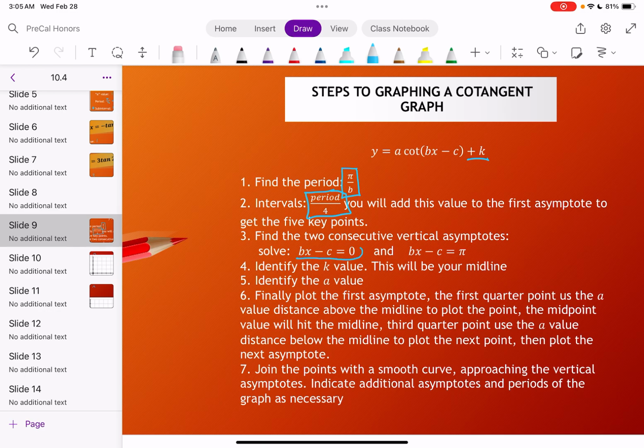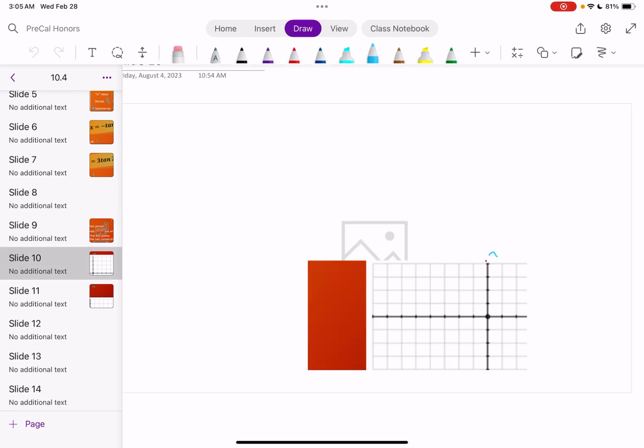Our two equations that we were using for consecutive vertical asymptotes have kind of changed. It's going to be equal to 0 and equal to pi. Your a value is still the same. Your k value is still your midline. Let's go ahead and take a look at slide 10.